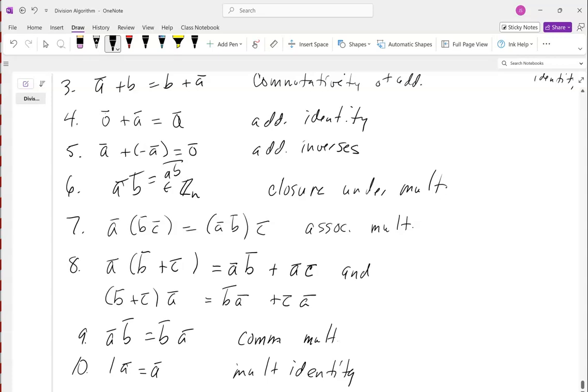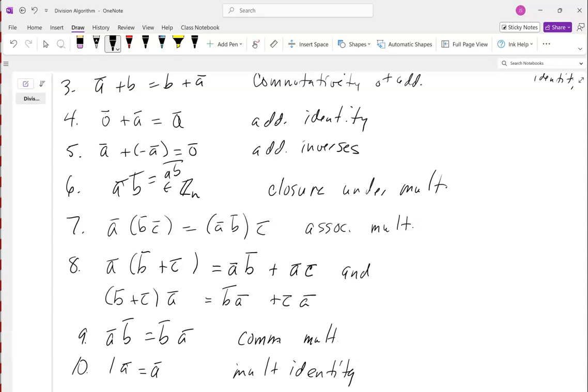Again, not every ring has an identity. So if you satisfy this property, you say you have a ring with identity or a ring with unity. It's also another way to say a ring with identity, call it a unity. Okay. Why is that last one important?